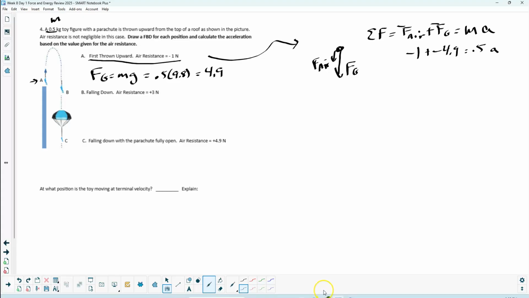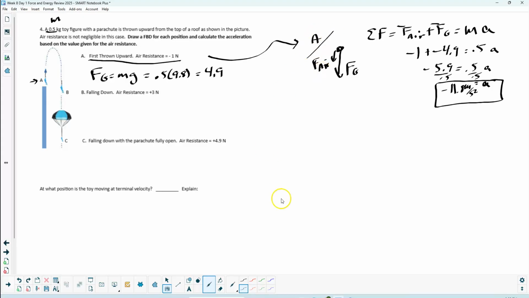We're trying to figure out the acceleration. So negative 5.9 equals 0.5a. When I do that math, if I divide by 0.5 or multiply by 2, I get a equal to negative 11.8 meters per second squared. So there is an acceleration pointing downward, and it's that amount. We're going to do similar work for each of these points.